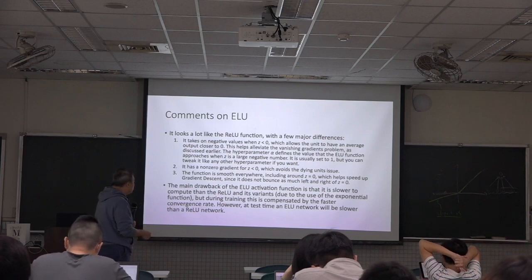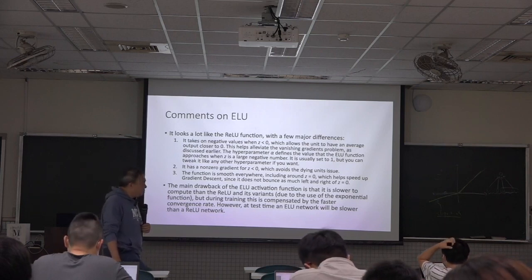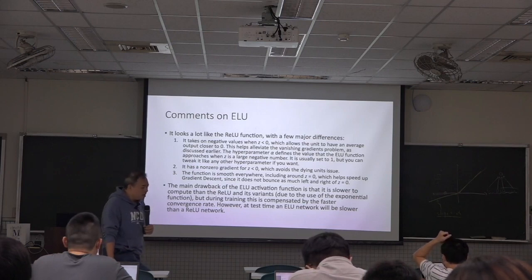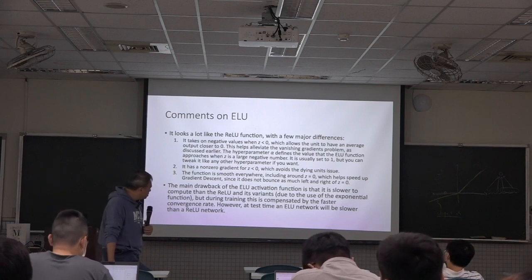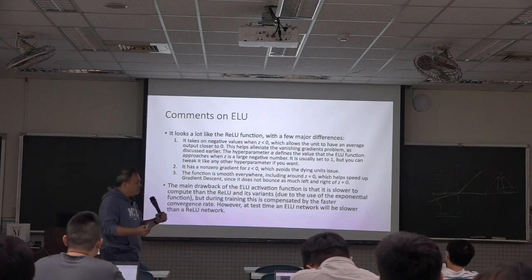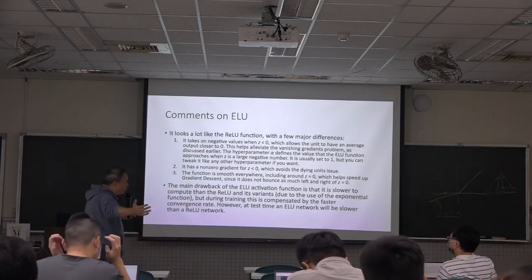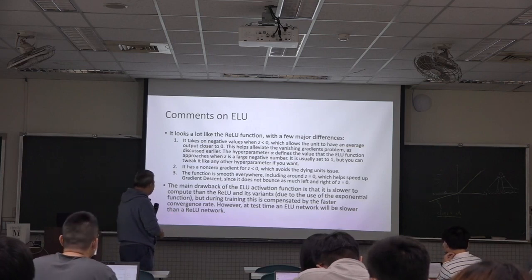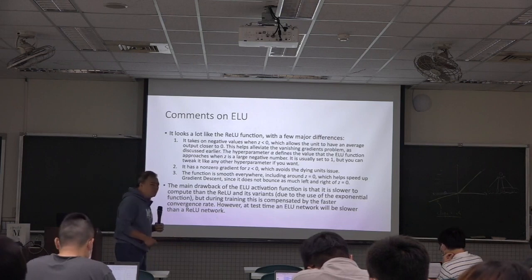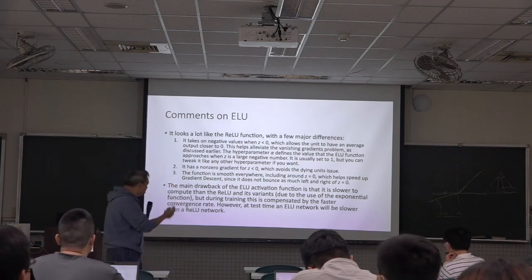During training, this is compensated by a faster convergence rate. If you use ELU, it takes longer to compute, but maybe originally you required, let's say, 100 epochs to train a neural network, and with ELU maybe you only need 20. So even though each iteration takes more time, the total training time is reduced. However, at test time, an ELU network will be slower than a ReLU network. If you use an ELU network to do inference after the training, it is going to be slower after all, because it takes more time to compute this activation function.